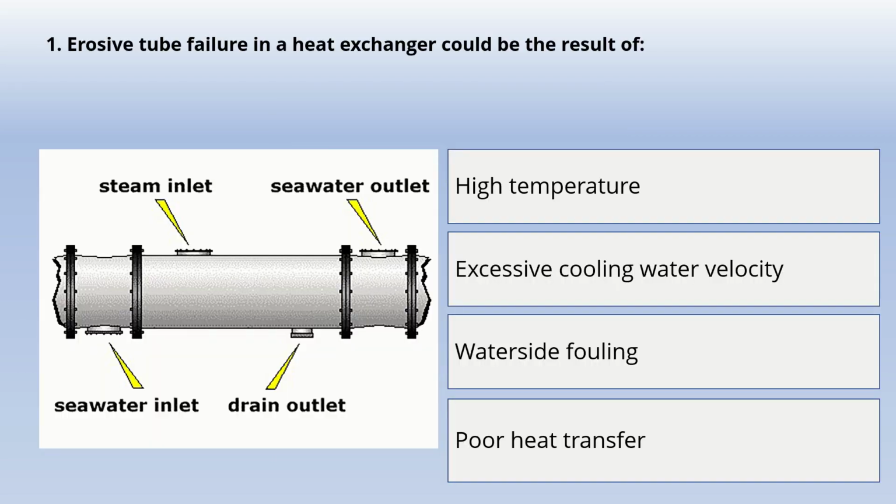Our first question is, erosive tube failure in a heat exchanger could be the result of, and the options are high temperature, excessive cooling water velocity, waterside fouling, poor heat transfer. And the correct option for this question is excessive cooling water velocity.